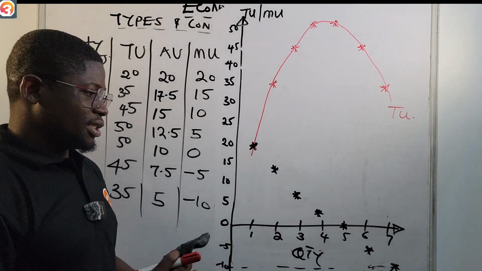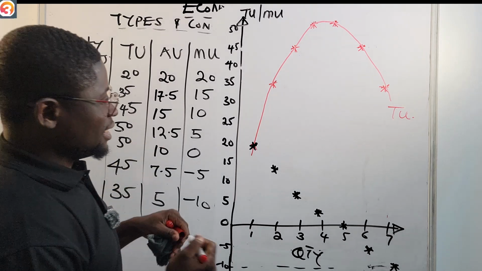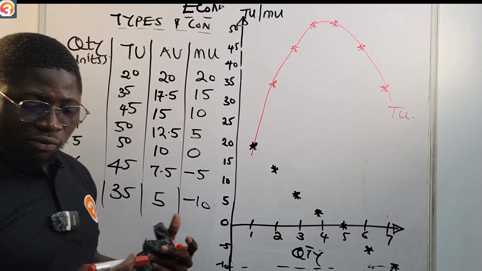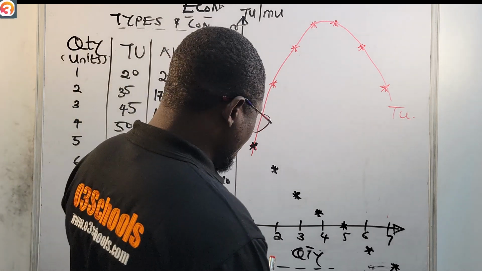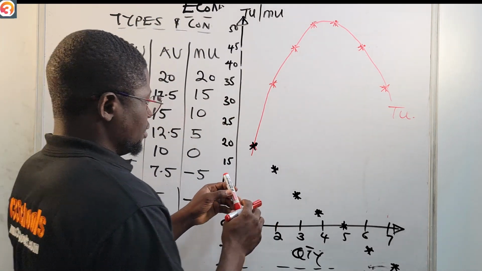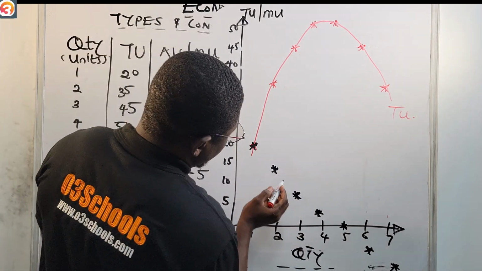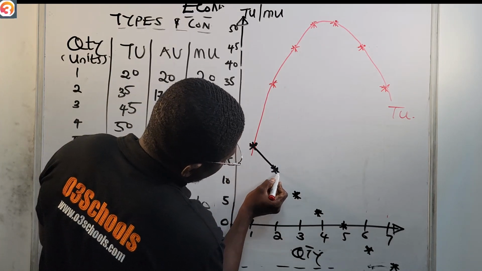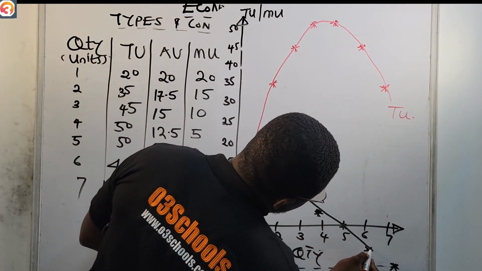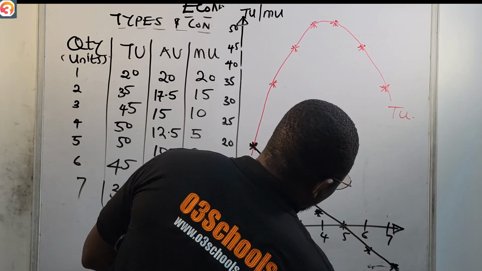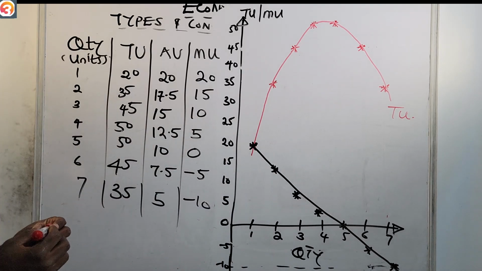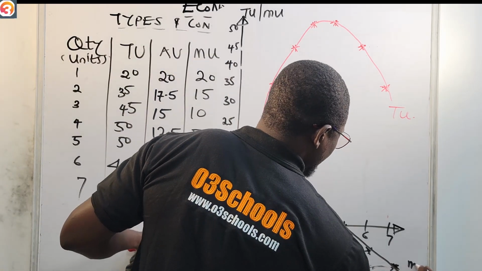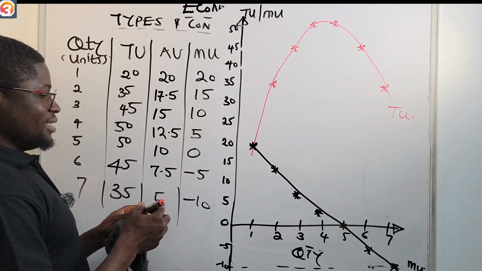Now we can join our points for the marginal utility. I'm not holding a ruler. I'm supposed to hold a ruler, but I don't have one here, so let me just try my best to draw something. Let me just find some points that can work. This is supposed to be a straight, downward sloping line. This is our graph for the marginal utility. This one is MU, and this one is TU.